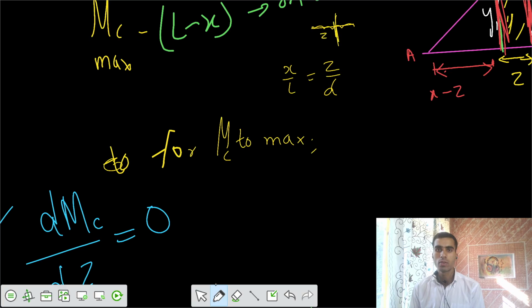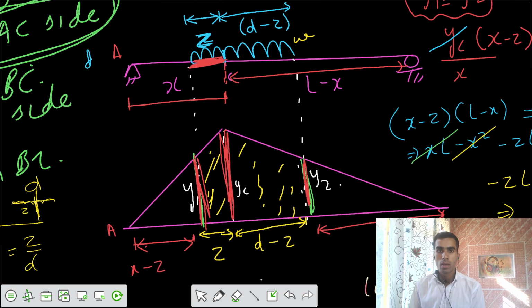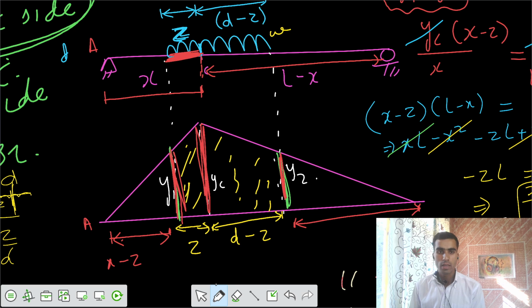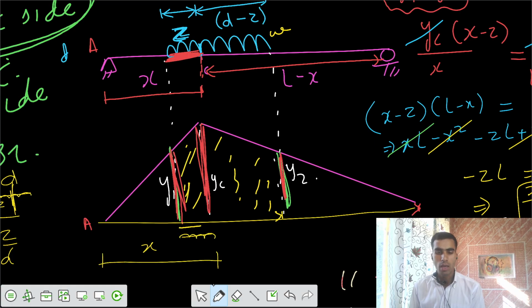This was your section, this was your Z, this was your total D. This was your length of X. Let me try to have it one more time. So for the length of X, you have to keep the UDL only by this amount, small z.